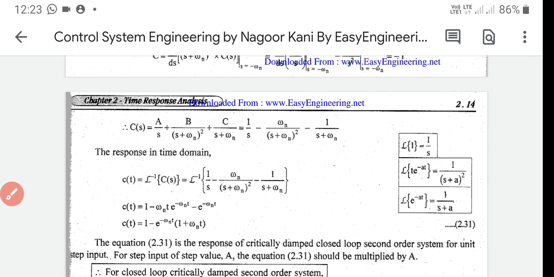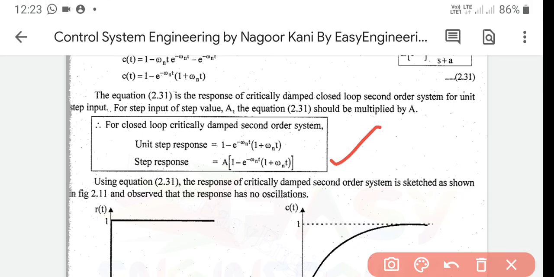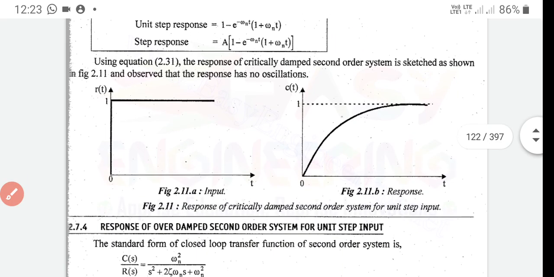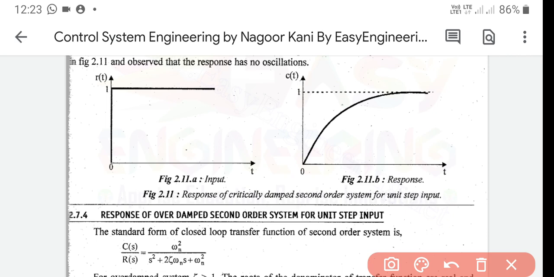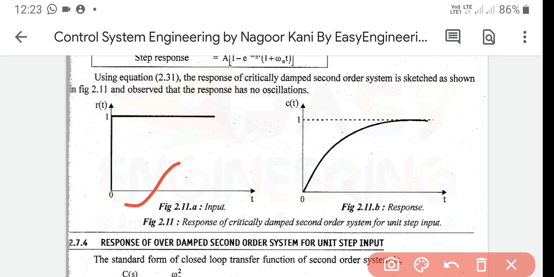So this is the final response of the critically damped second order system for the unit step input. If it is a step response, you have to multiply it with A. So this is the response of a closed loop critically damped second order system for the unit step response. And for this, if you are going to draw the sketch based on the equations, this is the input and the response will be like this.